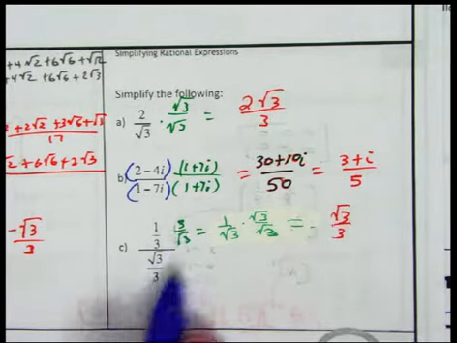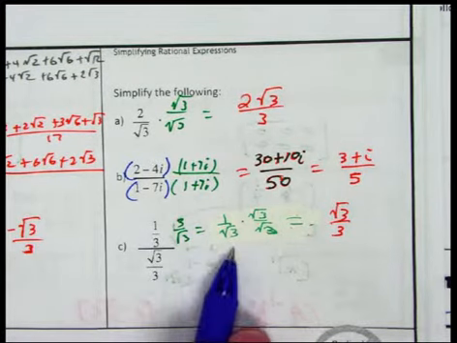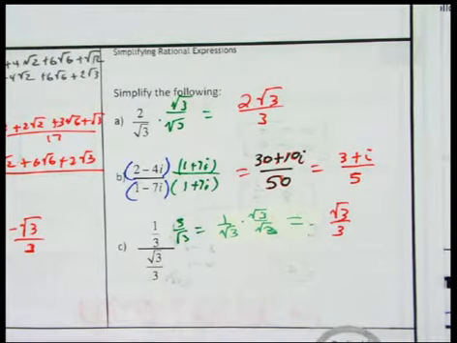And the last one, flip this over, multiply, so those cancel, and you get 1 over the square root of 3, and then multiply by the square root of 3 over 3, and it's square root of 3 over 3.